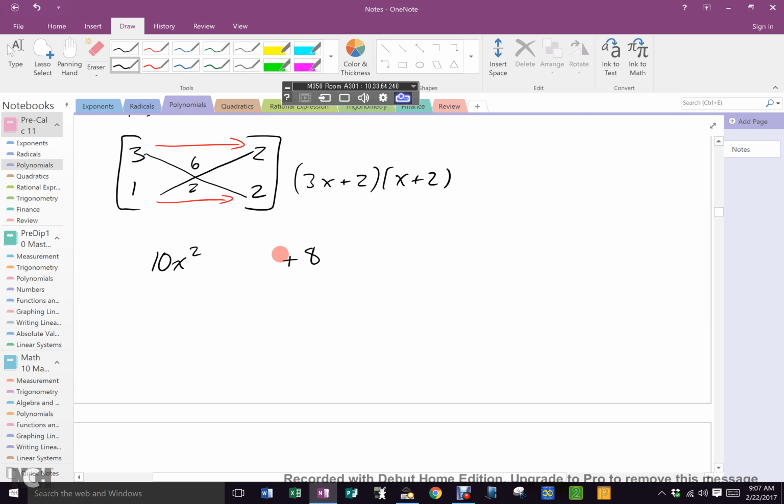Eight plus, no, let's go minus 8 plus 11x. So how would you do that with the four box method? What would you do? Because honestly, I don't know. I'm not trying to be mean. I had just never seen it before, and I don't like it, so I don't use it. So what would you do there?